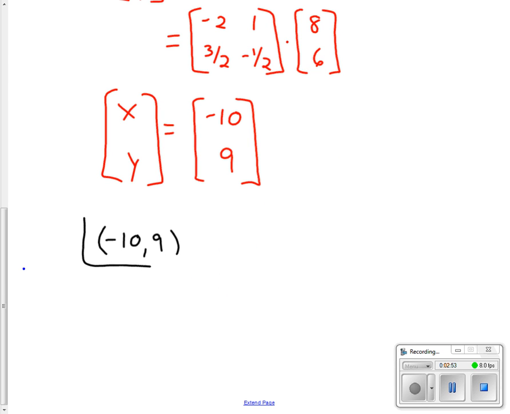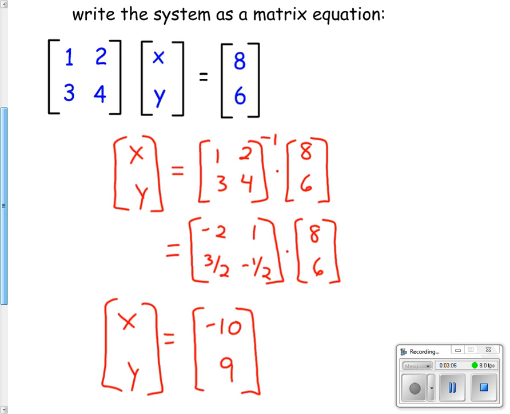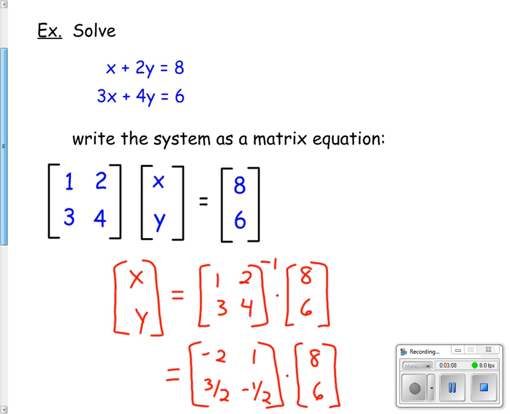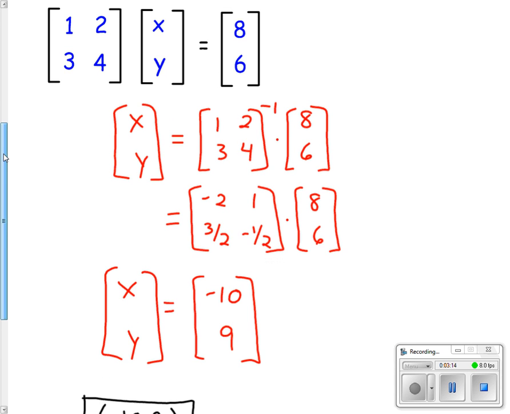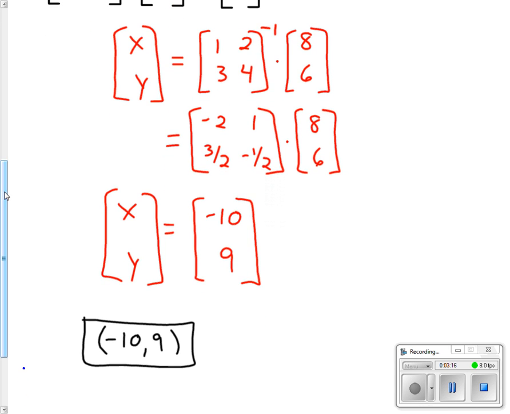Now it seems like a lot of work for a system of only two equations and two variables. But for bigger systems, 3x3s, 4x4s, and larger, this is going to be a very efficient method of solving a system. So the first step is transform it to a matrix equation, find the inverse of the coefficient matrix, and multiply that by the answer matrix, and we'll get our solutions.